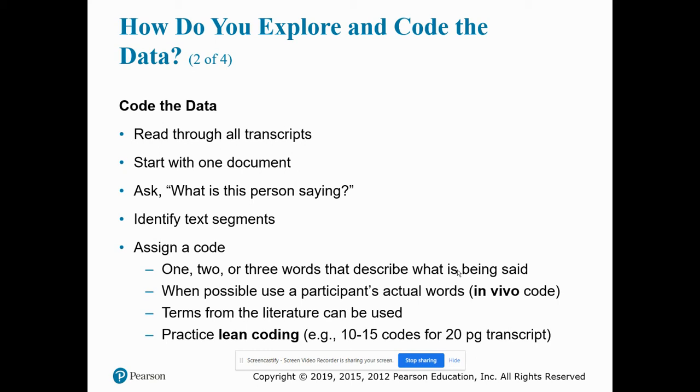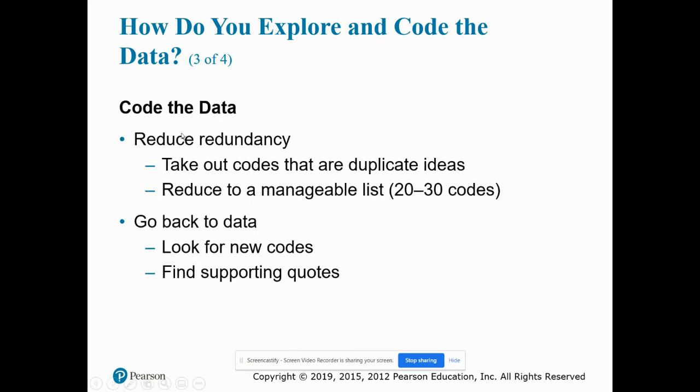Terms from literature can be used. Practice lean coding, so 10 to 15 codes for 20 pages of a transcript. Okay, so that would be the ballpark of where you want to be. You don't want to have an abundant amount of codes, because then you're not going to be able to find themes and to get categories and so forth.